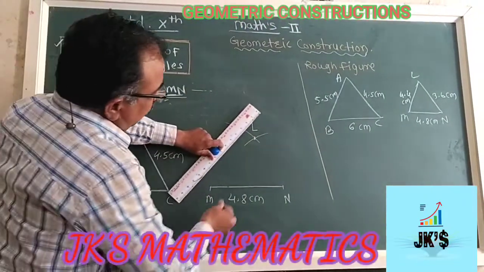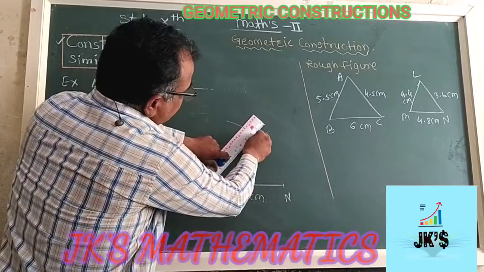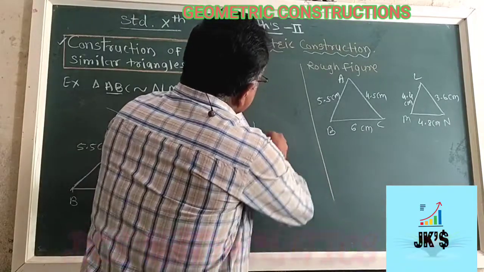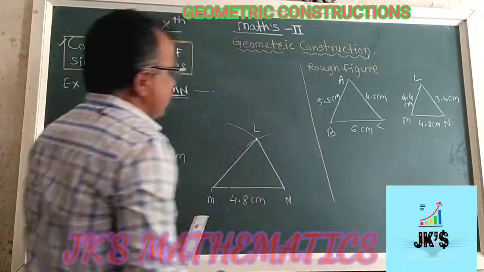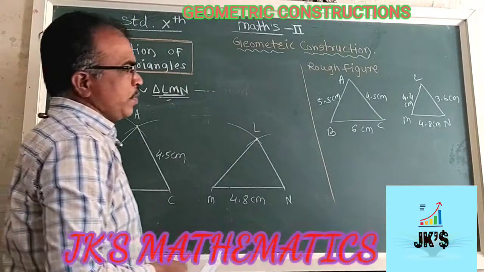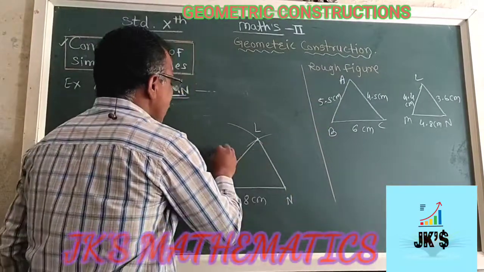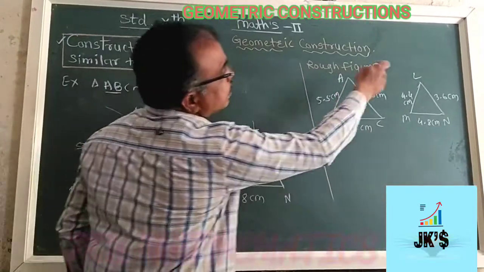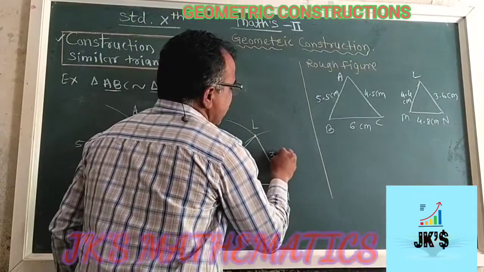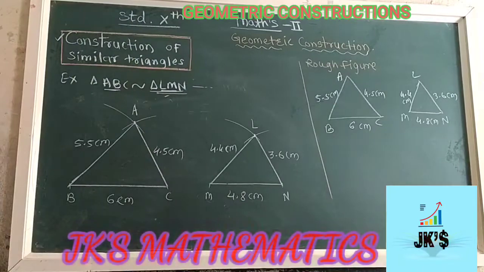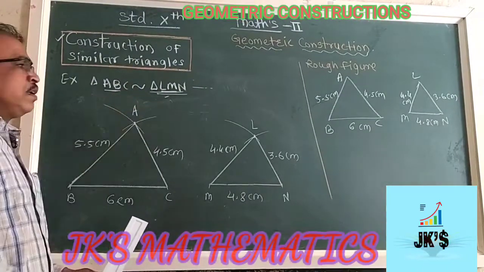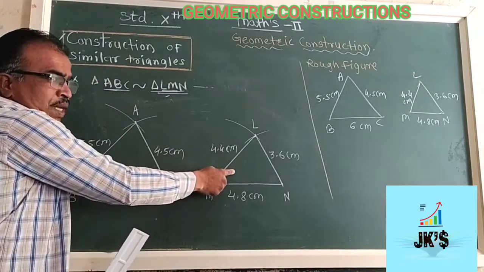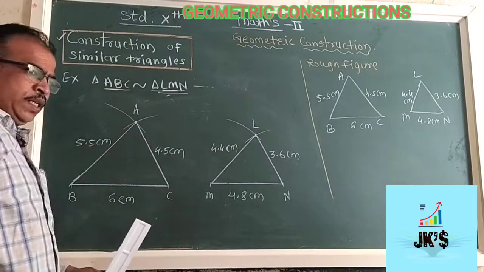With the help of a scale, join LM, and LN. This is our required triangle LMN. The length of LM is 4.4 centimeter, and LN is 3.6 centimeter. In this way, these are our given triangles, triangle ABC and the other triangle LMN, which is similar to ABC. Okay friends.